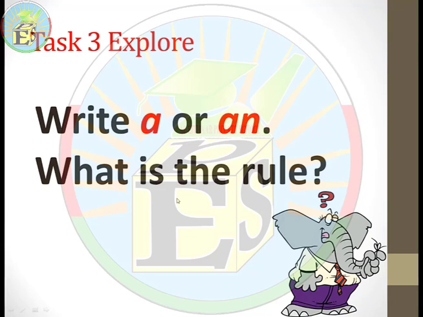Banana. Alright, it's a singular countable noun, so we use a banana. Alright, number 2, English book. The word English starts with the letter E, and we said that the letter E is a vowel. So the article is an English book. The answer is an English book.